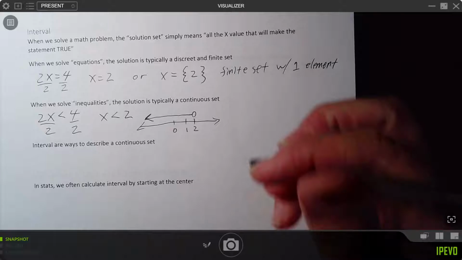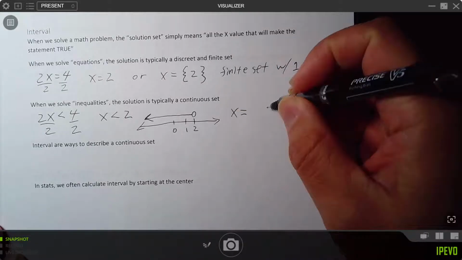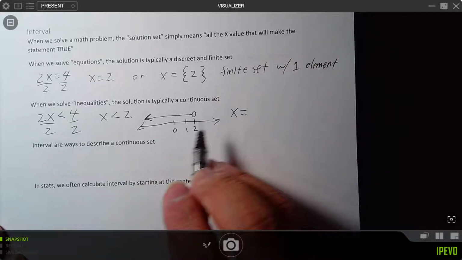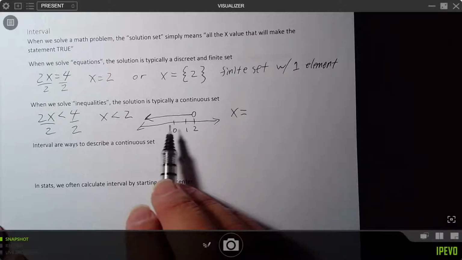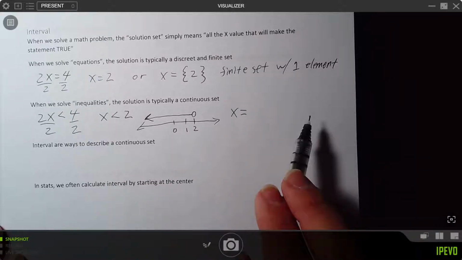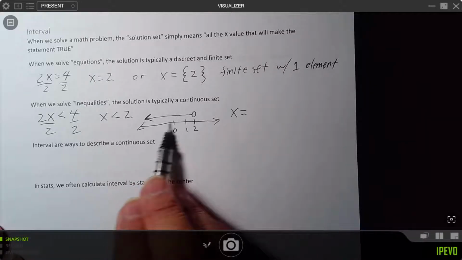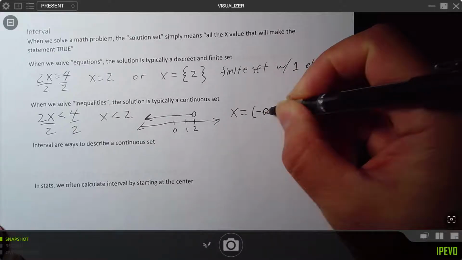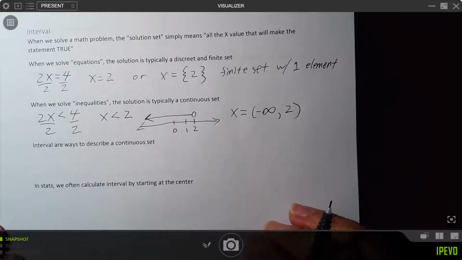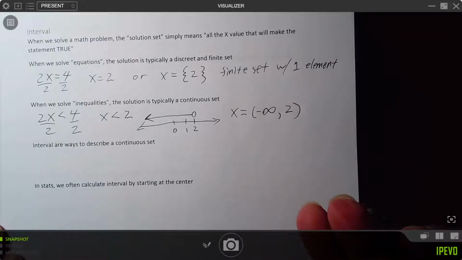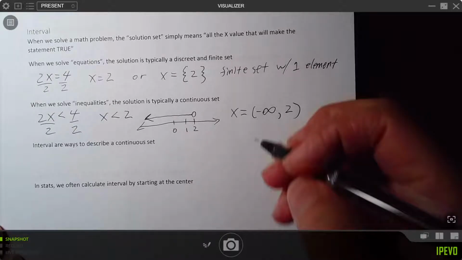Okay, so we can say x equals, and now here we're going to use parentheses. Whenever we use parentheses to describe a continuous set, we always start from the left and go towards the right. From the left all the way to the end, that's negative infinity. So we just say negative infinity, comma, and then go all the way to 2, parenthesis. And that's it. This is an infinite set. So intervals are ways we can use to describe a continuous set.